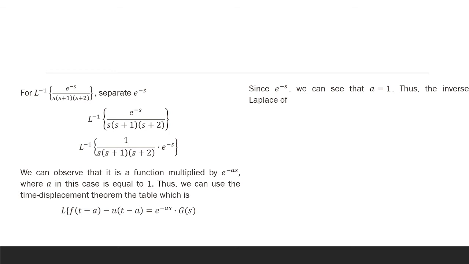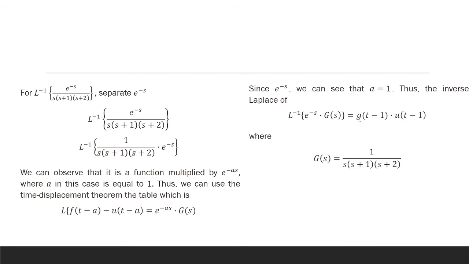Now, since e of negative s, we can see that a natin is 1. Thus, the inverse Laplace transform of this equation is g of t minus 1 times u of t minus 1. So, ngayon, yan ngayong class yung inverse Laplace transform natin, where g of s natin class is equal to 1 over s times s plus 1 times s plus 2.